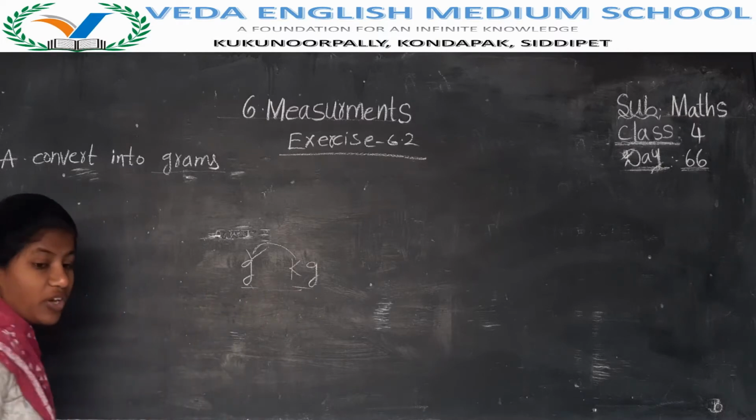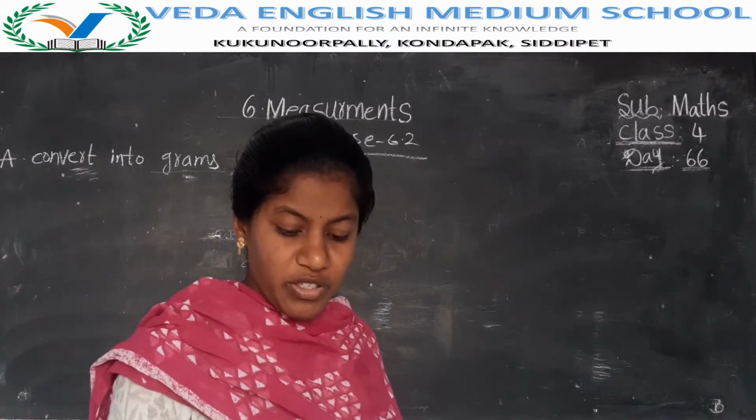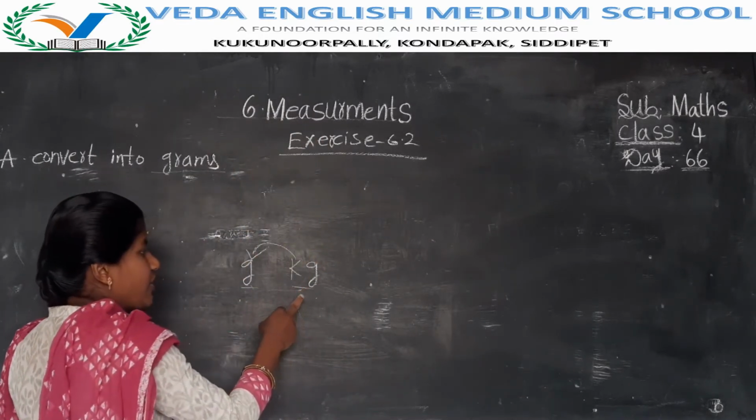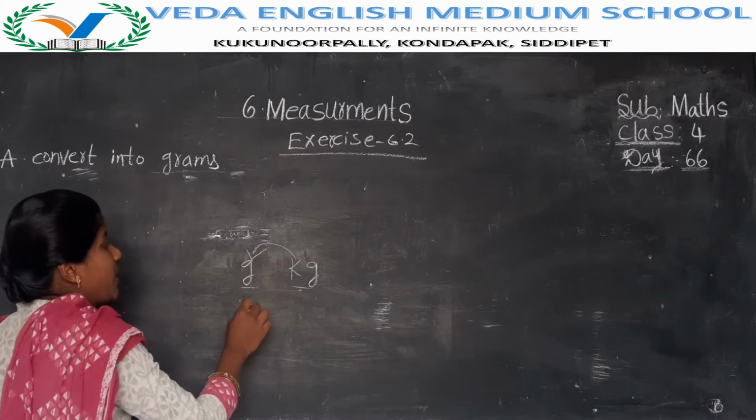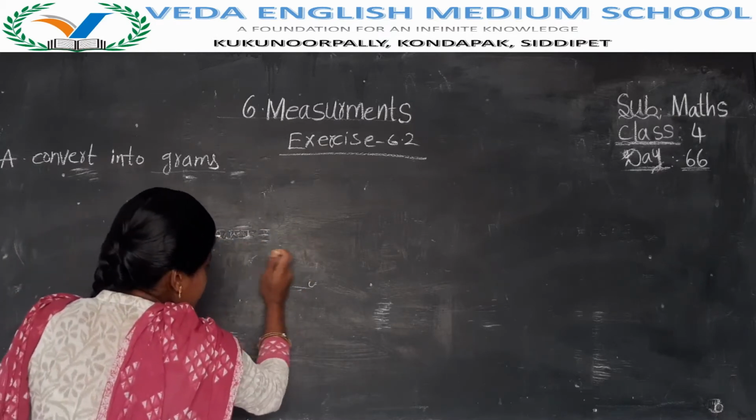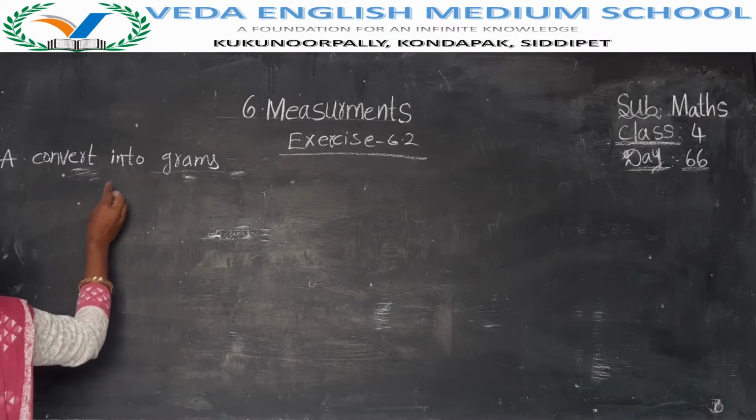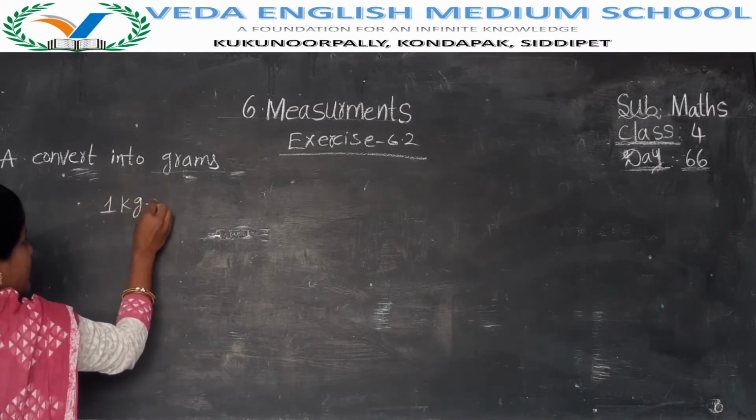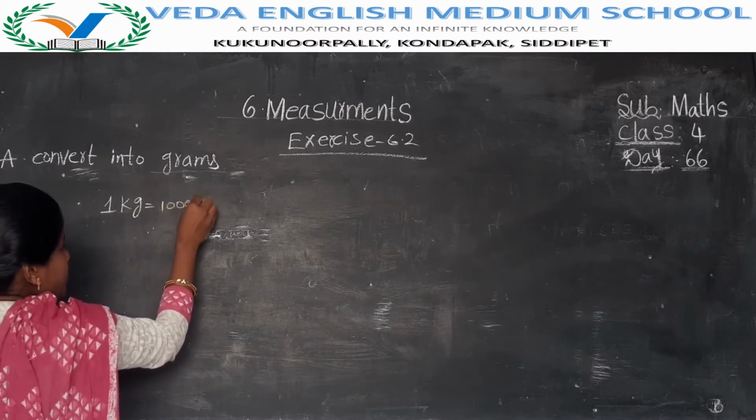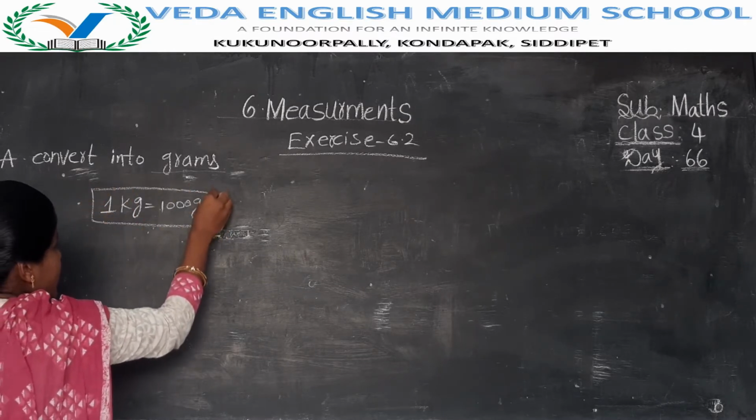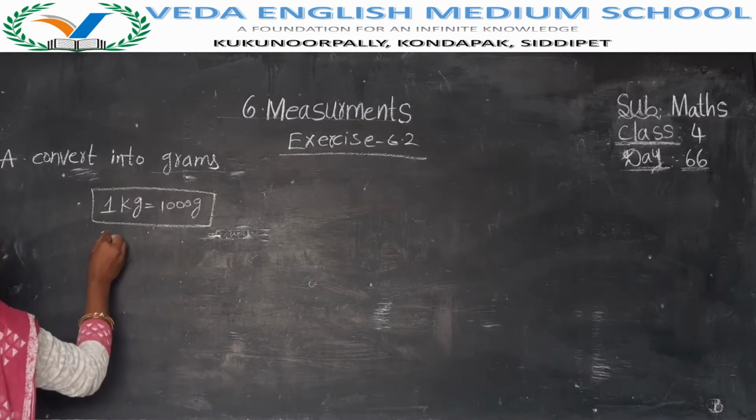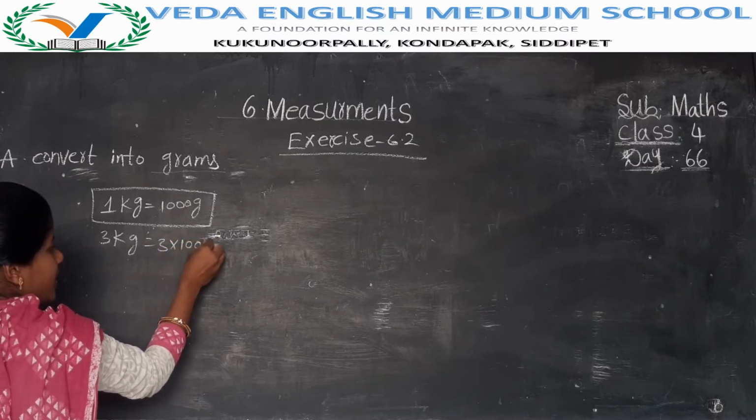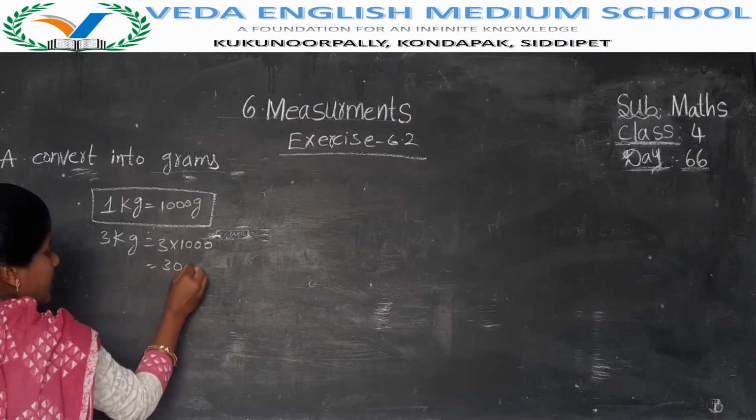Just now you are learning conversion of measurements from higher to lower. When you are converting from greater to smaller, you have to multiply. So remember this and complete this problem. Before learning about grams and kilograms, you have to remember that 1 kg is equal to 1000 grams. If I ask to convert 3 kgs, 3 kgs is equal to 3 into 1000, that is 3000 grams. Like this you have to convert.